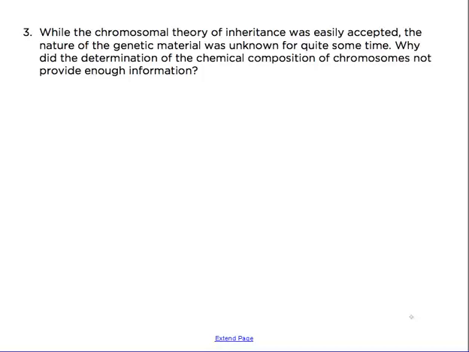Question 3. While the chromosomal theory of inheritance was easily accepted, the nature of the genetic material was unknown for quite some time. Why did the determination of the chemical composition of chromosomes not provide enough information? Well, remember that this chemical composition of chromosomes that they're talking about is really that it's 50% DNA and 50% protein, roughly. So it's roughly half and half.